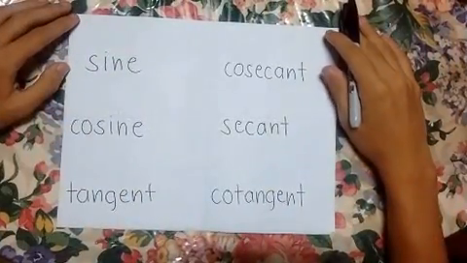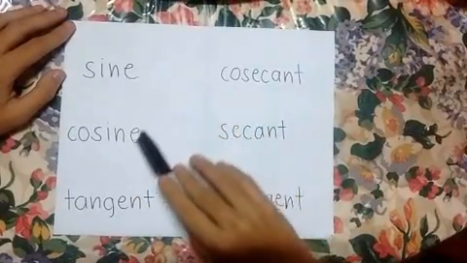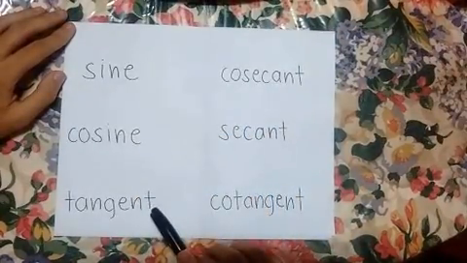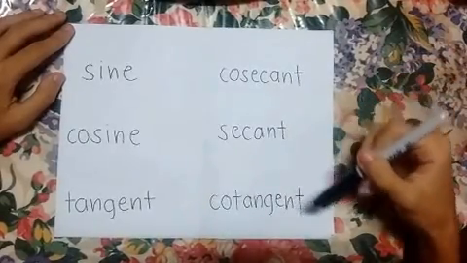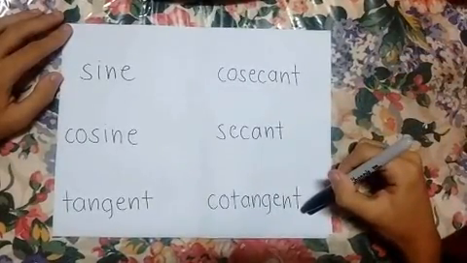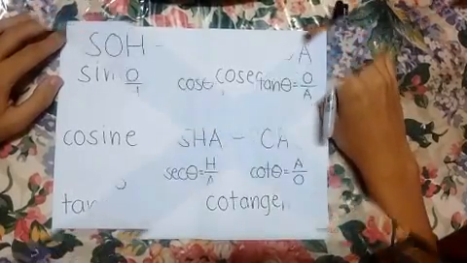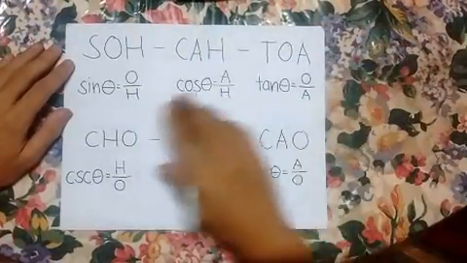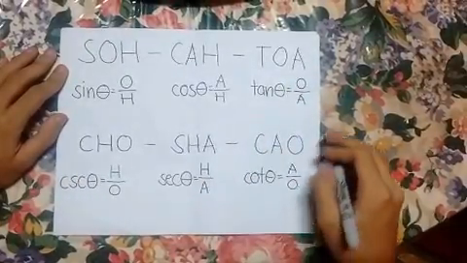There are 6 trigonometric ratios. We have sine, cosine, tangent, cosecant, secant, and cotangent. For you to easily remember, there is an acronym you should know. SOHCAHTOA and CHOSHCAHTOA. What does this mean?